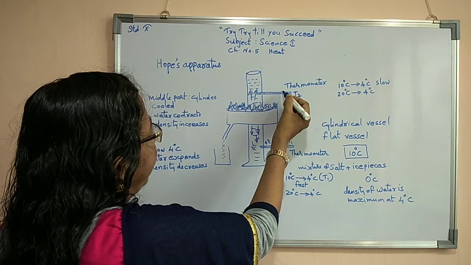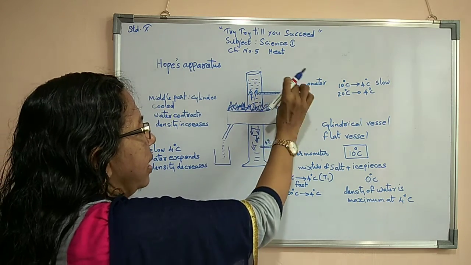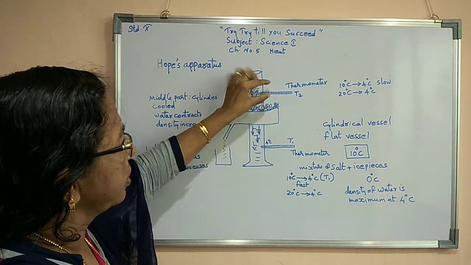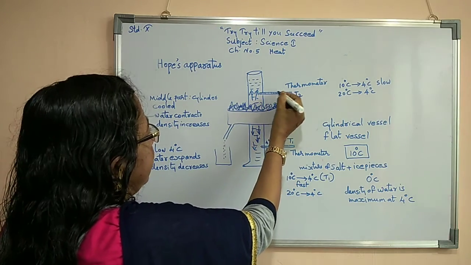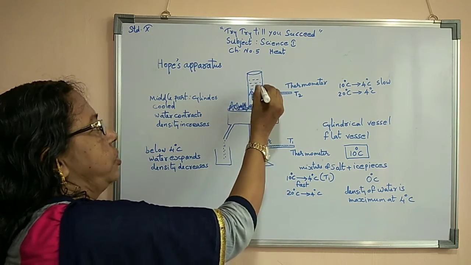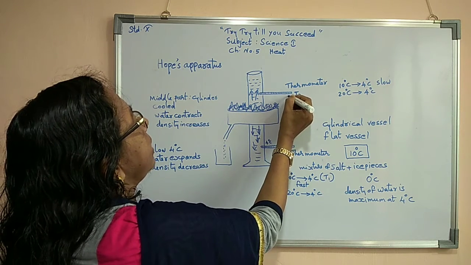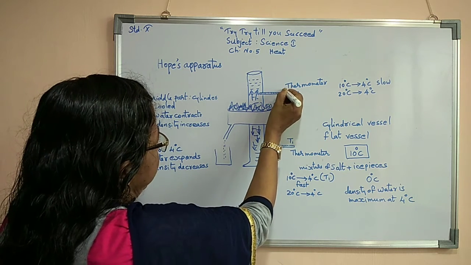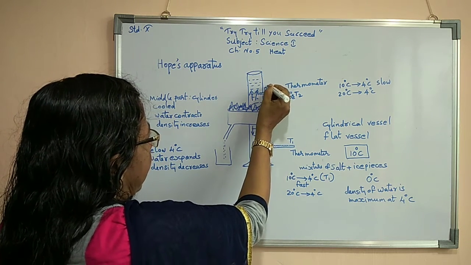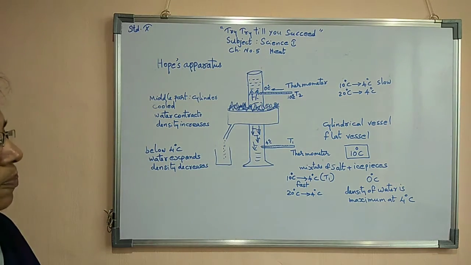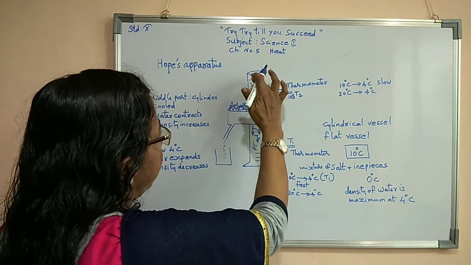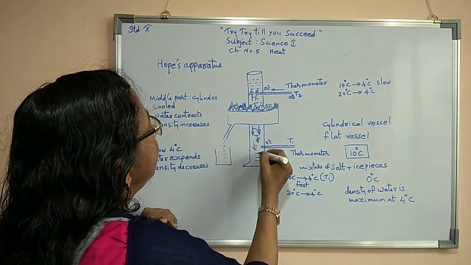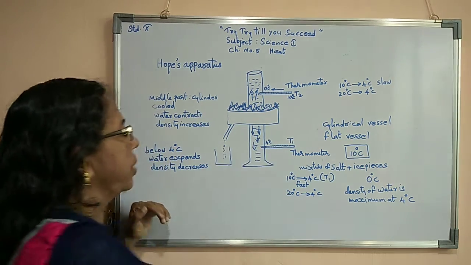Before this, the temperature was lowering, but it was a slow process. Now you can find that the temperature reaches 4 degrees Celsius, and again it reaches 0 degrees Celsius. Suppose we kept the starting temperature at 10 degrees Celsius. Then it is continuously cooling and reaching 0 degrees Celsius. Once it reaches 0 degrees Celsius here, slowly the lower thermometer also will show 0 degrees Celsius.